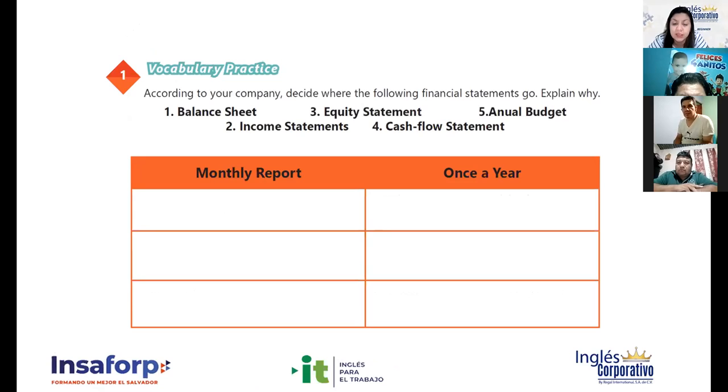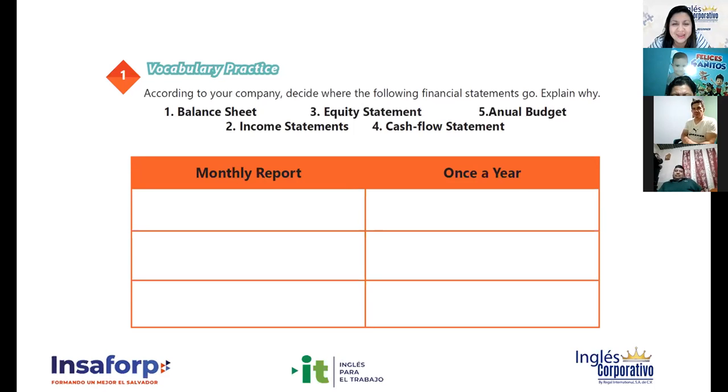Okay, what about the income statements? Monthly or once a year? Monthly. They are monthly, exactly, because you need to know how much money is coming in, right? How much you are earning. So yes, income statements are monthly reported. What about the equity statement? Is that monthly or once a year? Once a year. Okay, what about the cash flow statement? Monthly. Okay, and the annual budget? Once a year. Yeah, the word says annual, right? So it's only once a year.